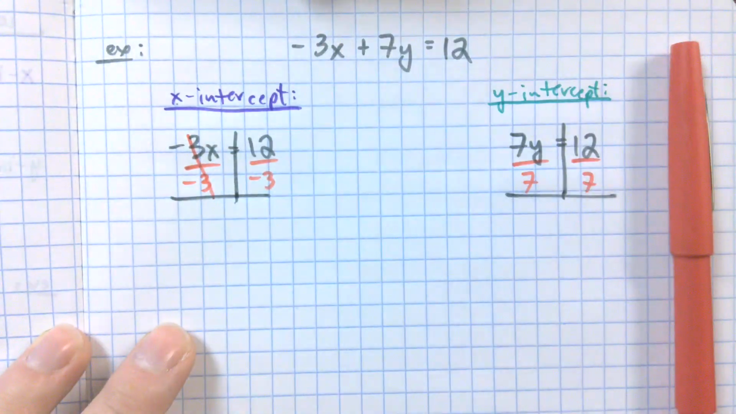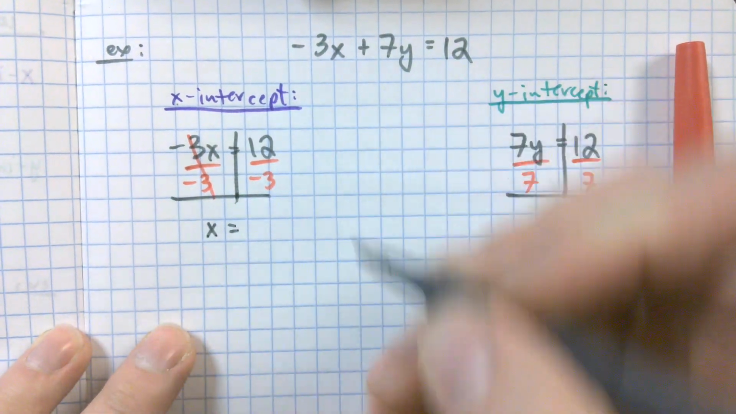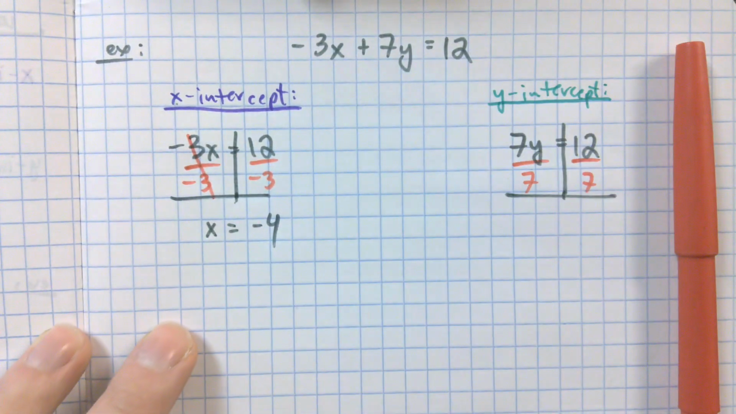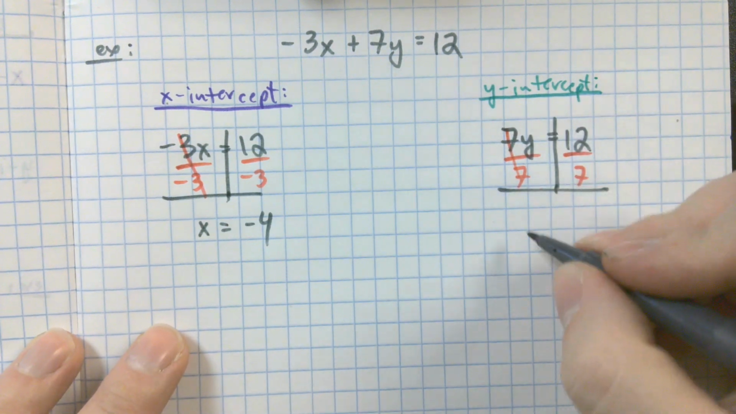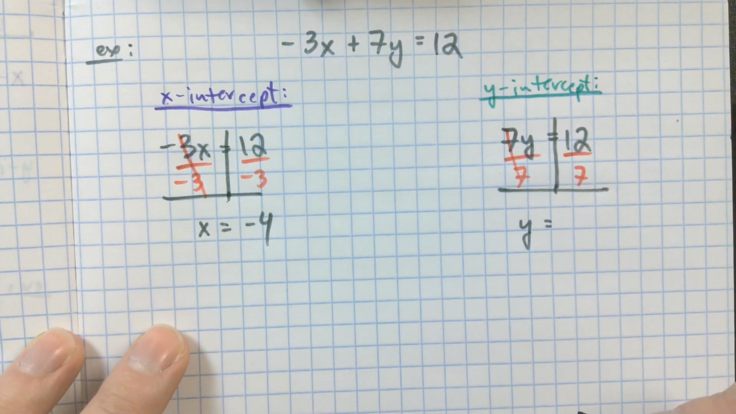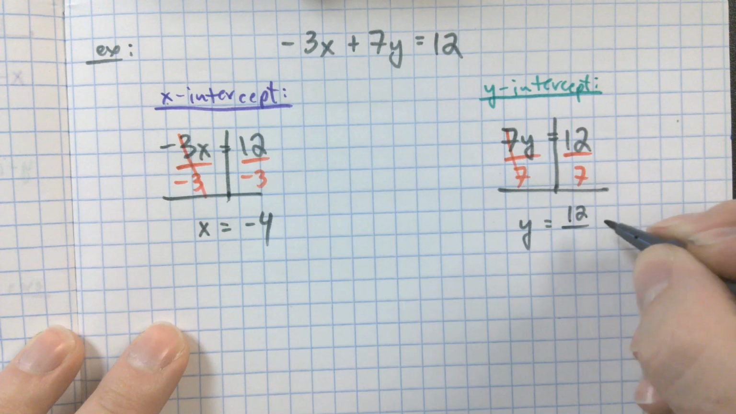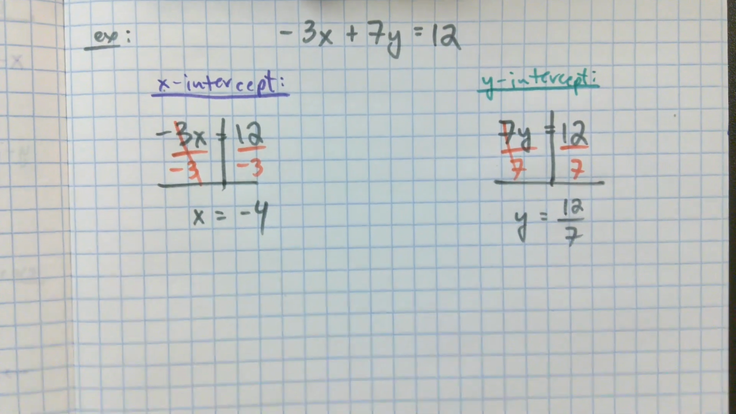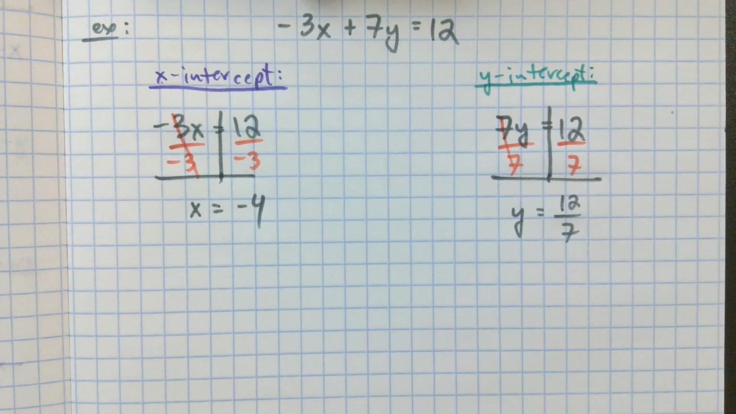So my negative 3's go away. What's 12 divided by negative 3? Negative 4. My 7's go away. What's 12 divided by 7? 12 over 7. Not always going to have a nice, even, whole answer, I should say.